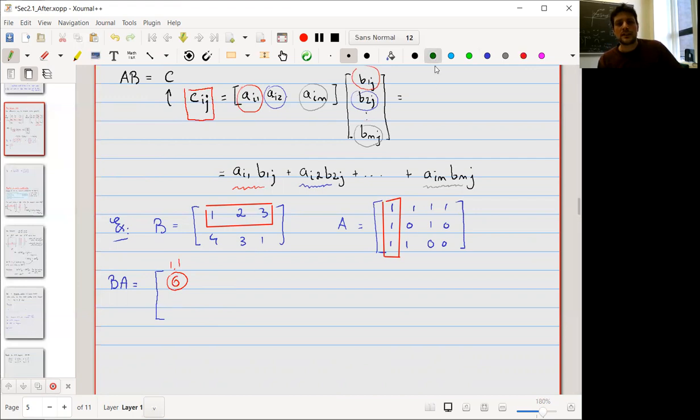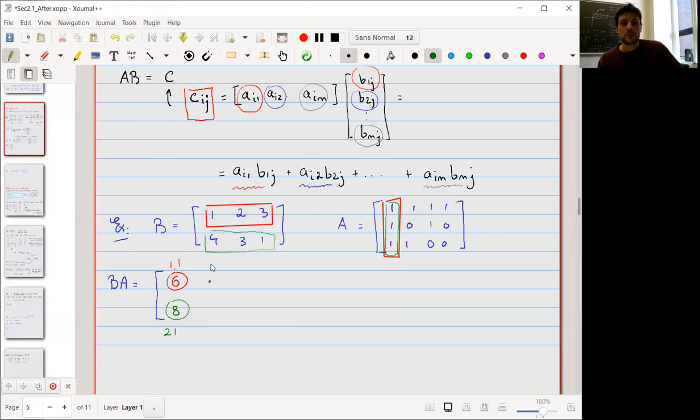Let's have a look at this entry here. This is row 2, column 1, meaning that I'll have to use the second row of matrix B and still the first column of A. When I do that, I get 4 plus 1 times 1, it's 4, plus 3 times 1, it's 3. 1 times 1 is 1. So it's 4 plus 3 plus 1. That's an 8. Let's compute the other entries.